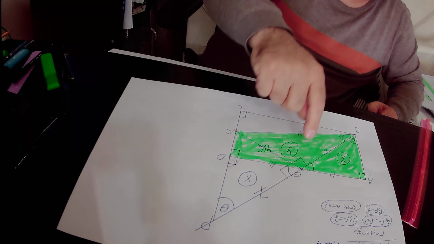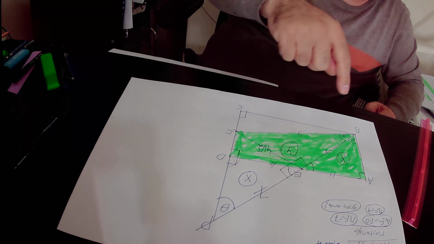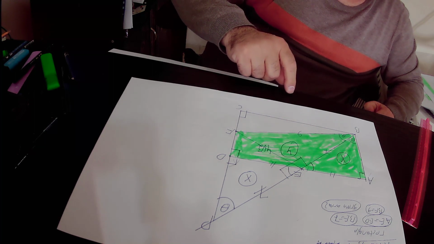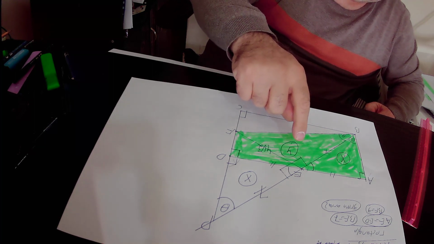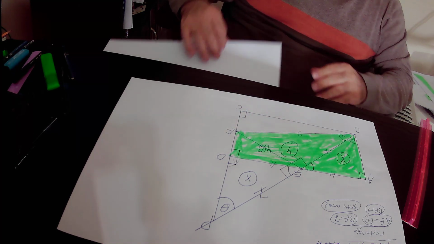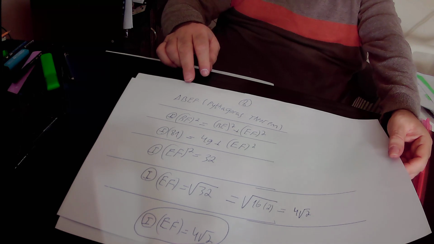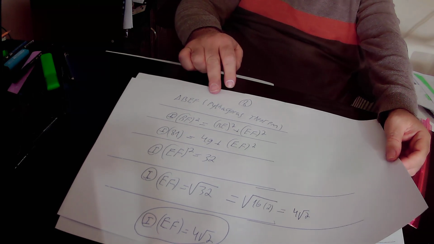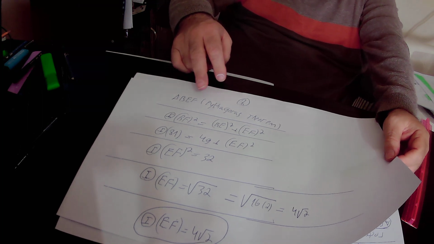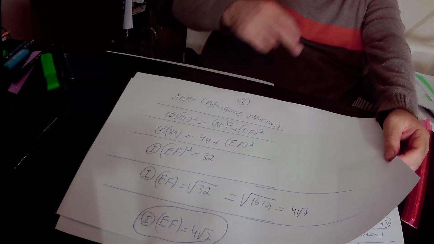And because this angle is a right angle, triangle BEF is a right triangle. So we can use the Pythagoras theorem in order to find out the value of EF. According to the Pythagoras theorem in the right triangle BEF, the square of the hypotenuse equals the sum of the squares of the perpendicular sides. That is to say, BF square equals EB square plus EF square.